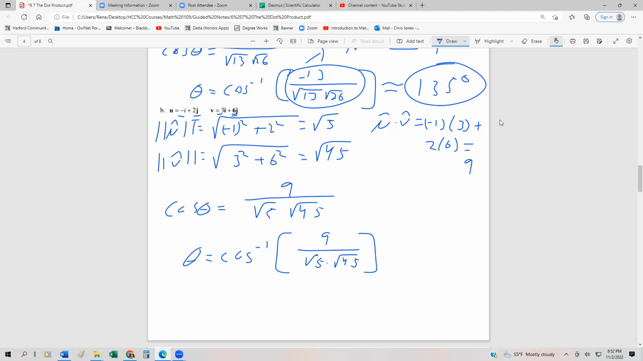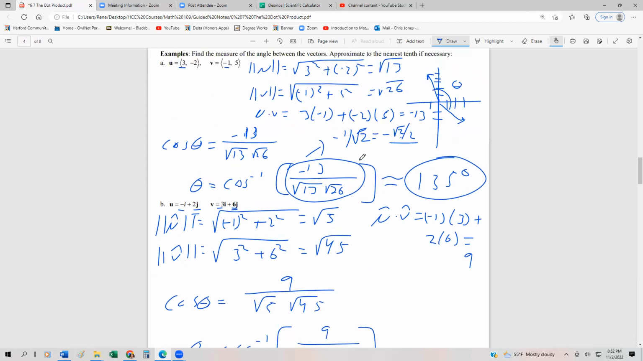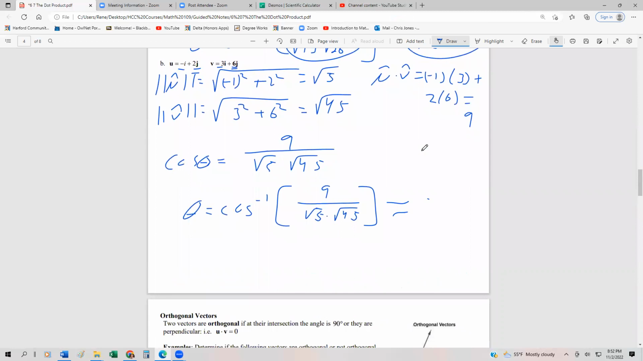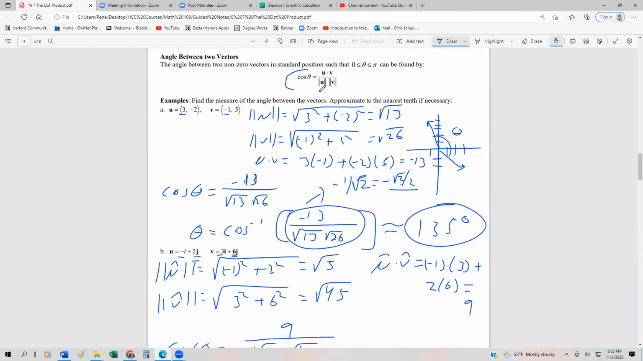And this one doesn't work out perfectly, or I don't think it does. But let's see what happens as we go through and try to evaluate this. So we know the numerator is going to be 9, and then we have √5 and √45. All right, and we get 53.1 degrees. I believe it asks us to round to the nearest tenth, so that becomes 53.1 degrees. So it's pretty easy for us to find the angle between two vectors.